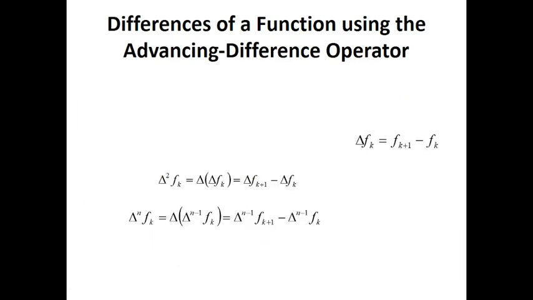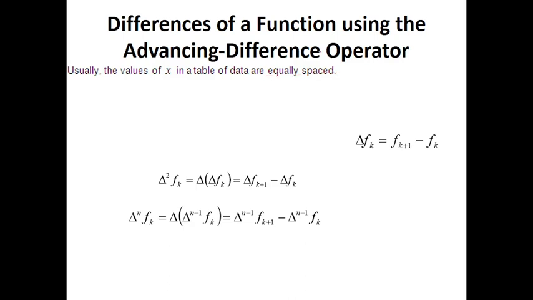So usually the values of x in a table of data are equally spaced. So which is a property of the advancing difference table or the forward difference table? The values of x in the table of data are equally spaced. Now that's why the interval h is uniform.